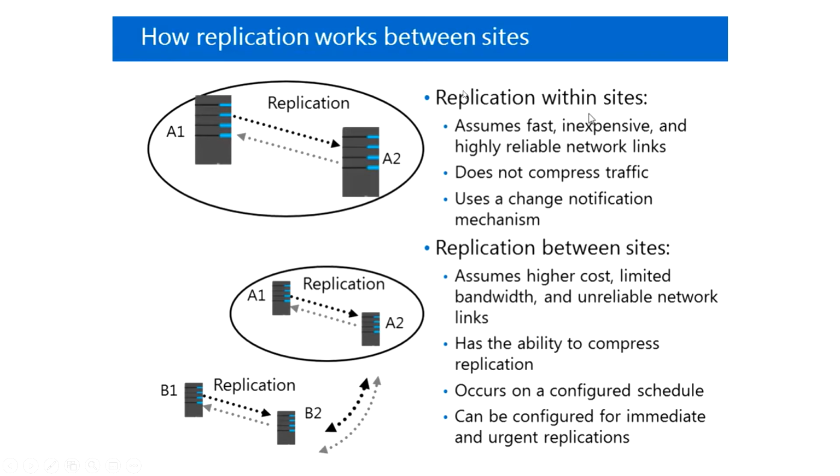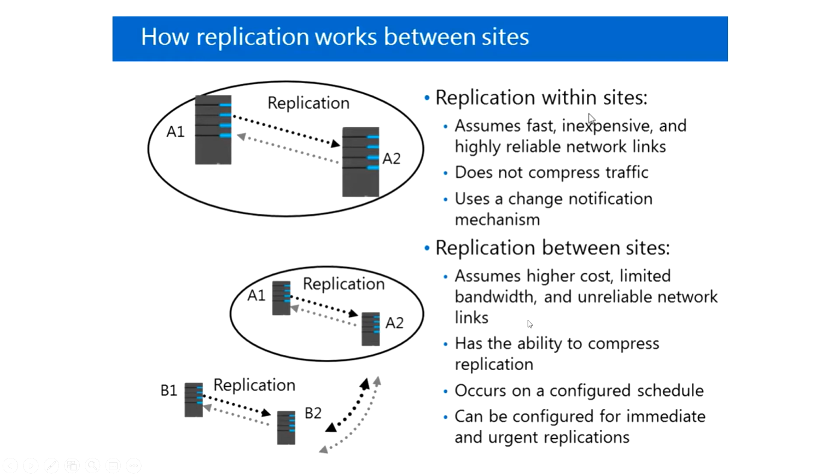And how does replication work between sites? Let's see how replication works within the site and between the sites. Replication within the site, we can assume, will be faster, and there will not be any connections over the WAN, so it will not be expensive. It will be highly reliable network links, and it does not compress any traffic since it's happening within the site, and it uses a change notification mechanism.